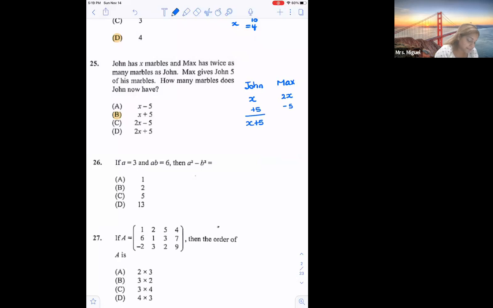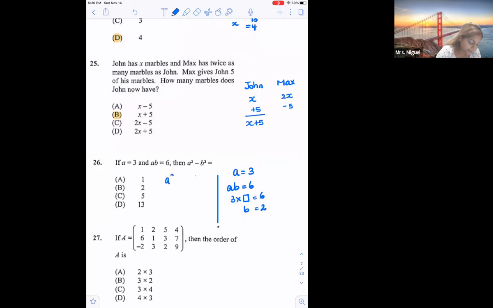Number 26, a squared minus b squared. We simply replace. They gave us a squared minus b squared, and we have to find b. So a is 3. B is 6. So that means 3 multiplied by some number will give us 6. Therefore, b is 2.